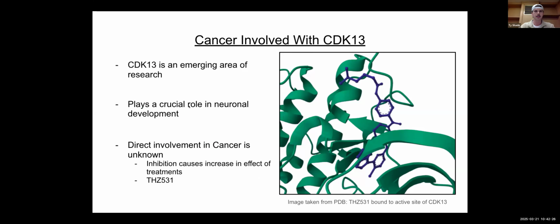CDK13 is an emerging area of research. It's not all the way uncovered yet, but we know that it plays a crucial role in neuronal development and neuron proliferation, and it's been shown to be involved in certain types of brain tumors. Inhibition of this CDK in certain types of brain tumors increases the efficacy of certain treatments. And then here's just an image of the inhibitor bound at the active site.